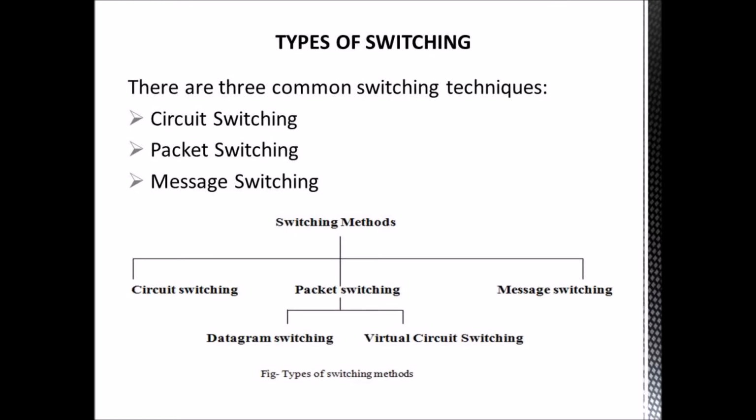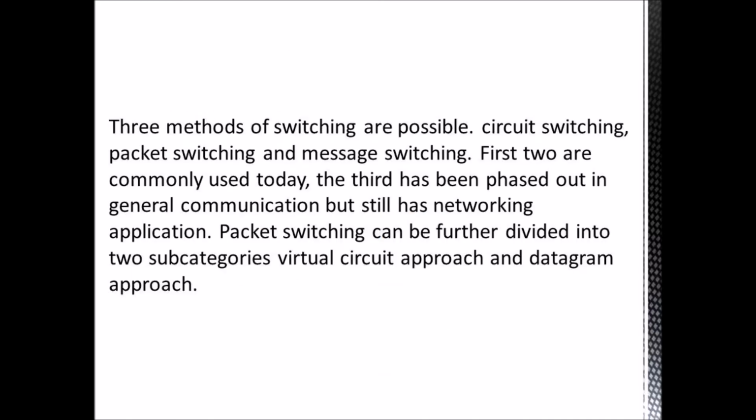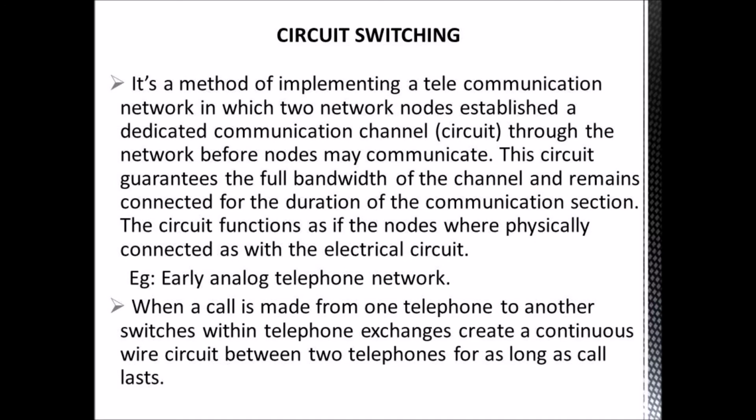Types of switching. There are three common switching techniques. First one, circuit switching. Second one, packet switching. And third one, message switching. Three methods of switching are possible. That is, circuit switching, packet switching and message switching. Out of that, first two are commonly used today. The third has been phased out in general communication but still has networking application. Packet switching can be further divided into two subcategories: virtual circuit approach and datagram approach.